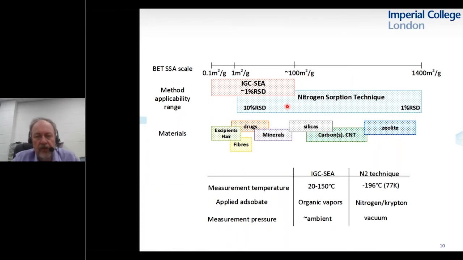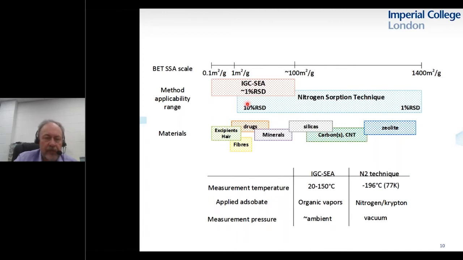So for nitrogen techniques, for surface areas of about 1 meter squared per gram, up to, typically about 1400, I should say, nitrogen adsorption is the go-to method. But once we get down to a few meters squared per gram, certainly the errors become quite large. Typically a 10% error would not be uncommon. So for some people, that could be a bit of a problem.